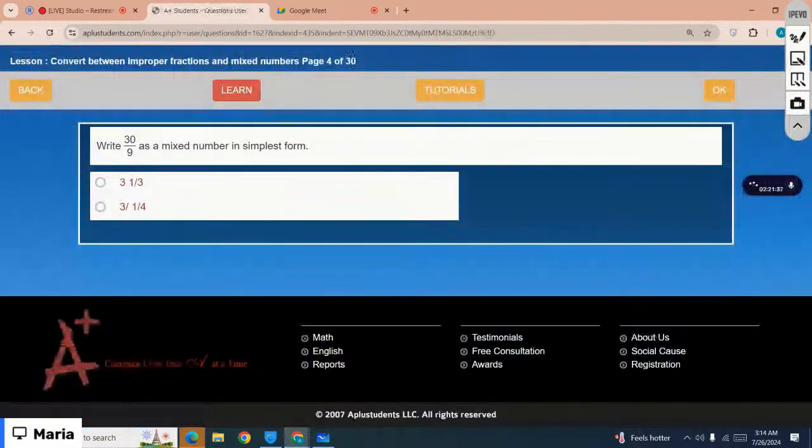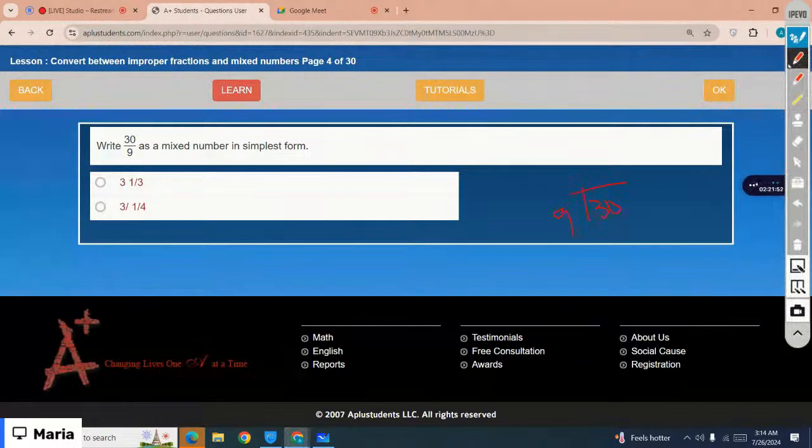Okay, right. Add this number in simplest form. So how do we write? You have to divide 30 by 9, right? So when you divide 30 by 9, 9 times 3 is 27. 30 take away 27 is 3.